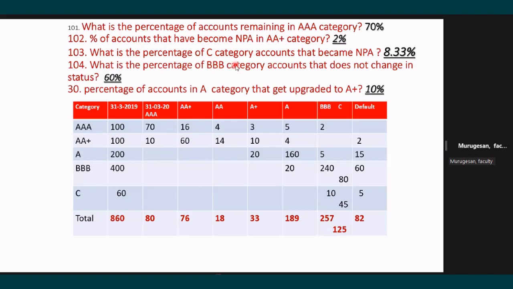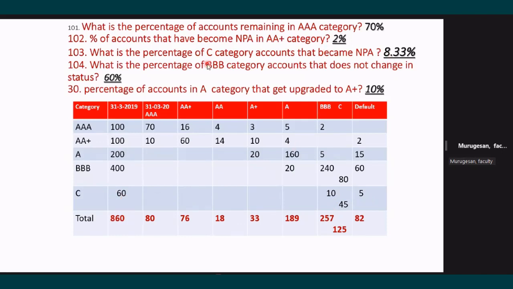What's the percentage of C category accounts that become NPA? C category accounts, 60 accounts are there. How many accounts have become NPA? 5 accounts have become NPA. So 5 divided by 60 multiplied by 100. So that will become 8.33. Just now we told you.